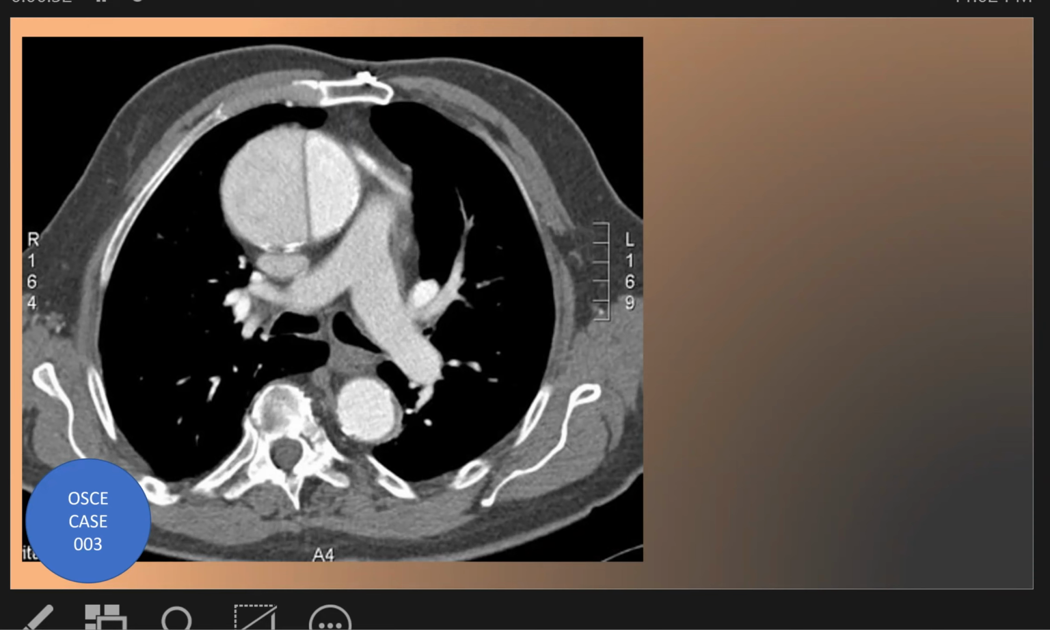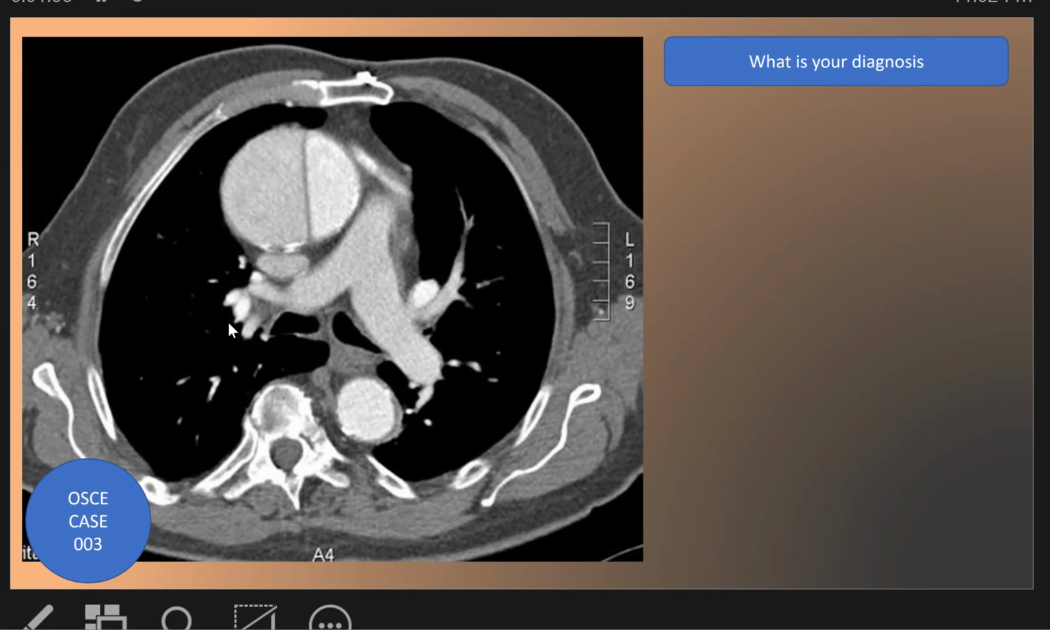This is the case OSCE number 3. As we see here in this CT scan, what do you think the procedure is? The procedure is CT angiogram of the aorta, CT angiography of the aorta. Let us move to the first question. What is your diagnosis?